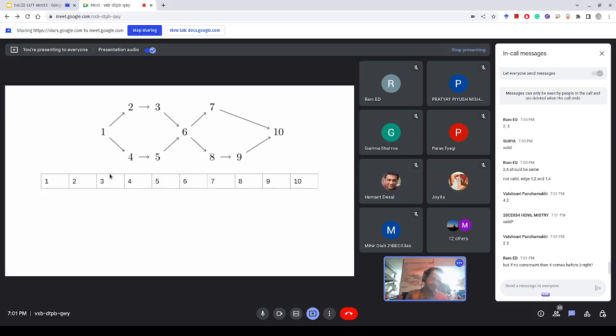Yeah, we are not talking about the constraints right now, Ram. What we are discussing is just whether the given topological order is valid or not, that is, whether all the edges from the graph above are actually in the order from backward to forward. We're going to look at the constraints also. We're going to talk about how it changes the question.